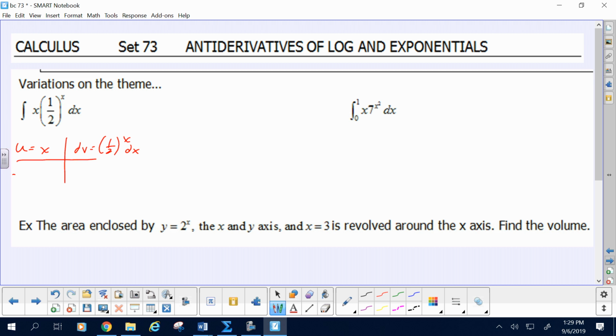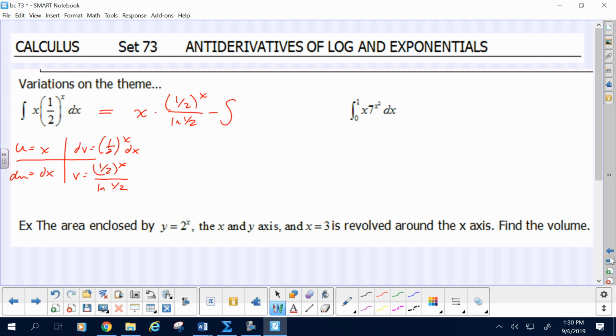Okay? du is dx. All right, well, here's that idea of the day. The antiderivative of an exponential, a to the x, is a to the x over natural log of a. So in this case, it's 1/2 all to the x over natural log of a half. So I'm ready to go. uv is x times that big ugly thing, 1/2 to the x over natural log of a half.